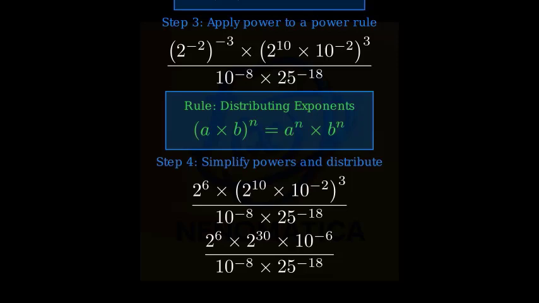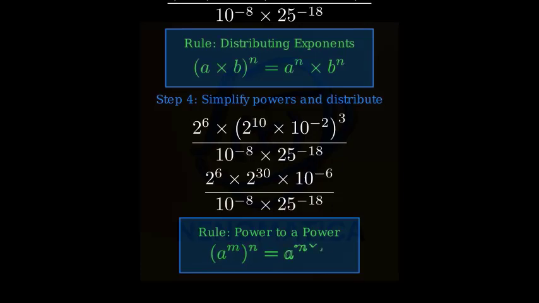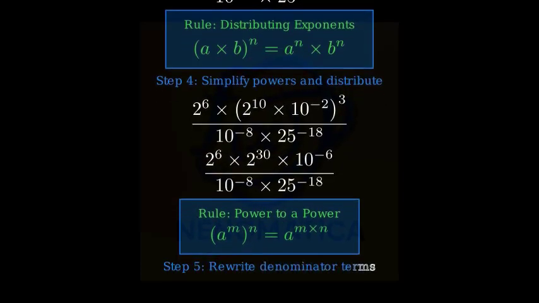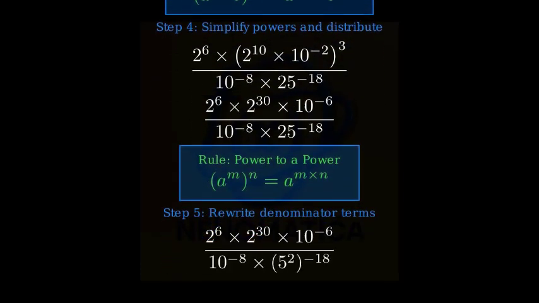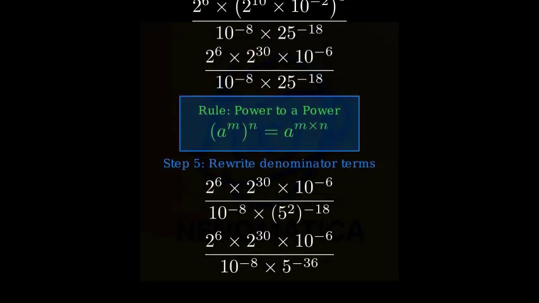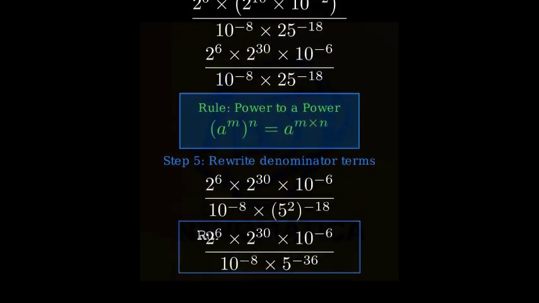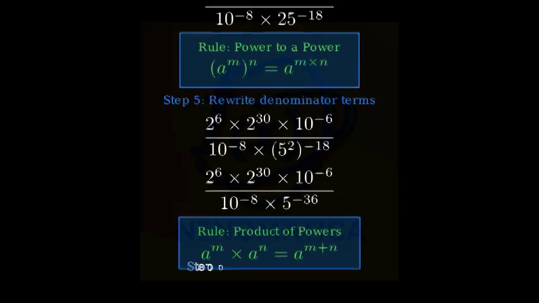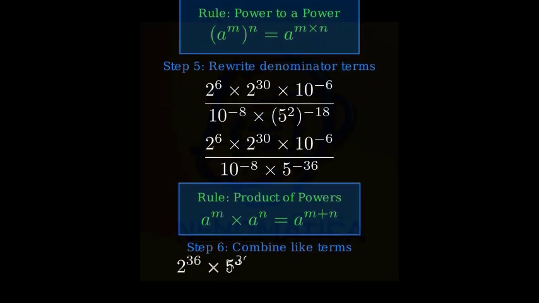Let's work on the denominator now. We can write 25 as 5 squared. So 25 to the negative 18 power becomes 5 to the negative 36 power. Now, let's combine like terms. In the numerator, we can combine the powers of 2, getting 2 to the 36 power.